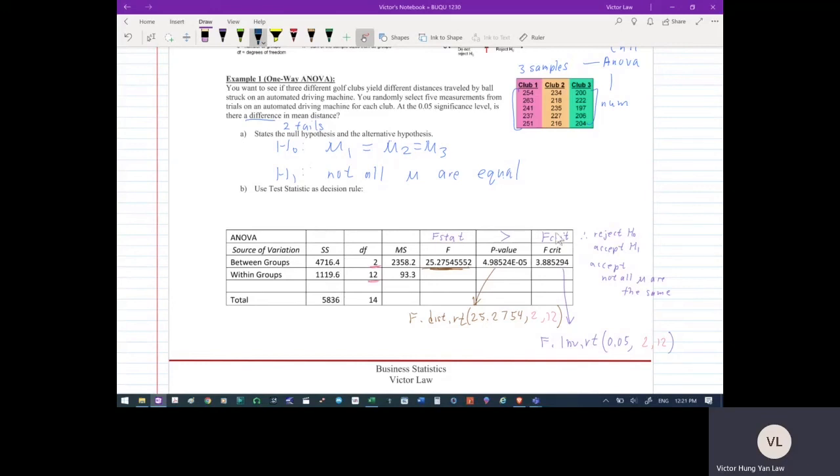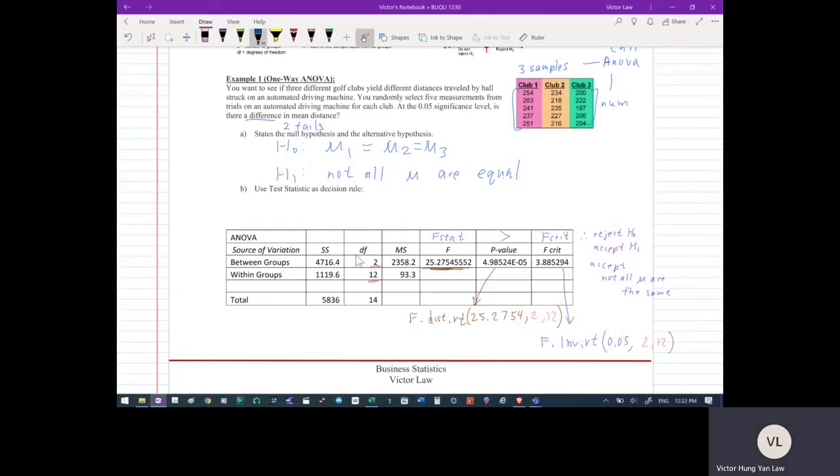You know that the statistic is greater than the critical value, so therefore you can reject H0 and accept H1. And what we're accepting is that not all the means are the same. So we don't know which one is different, but we know that they're not the same. That's the first concept. The second concept that you need to know is the relationship here.